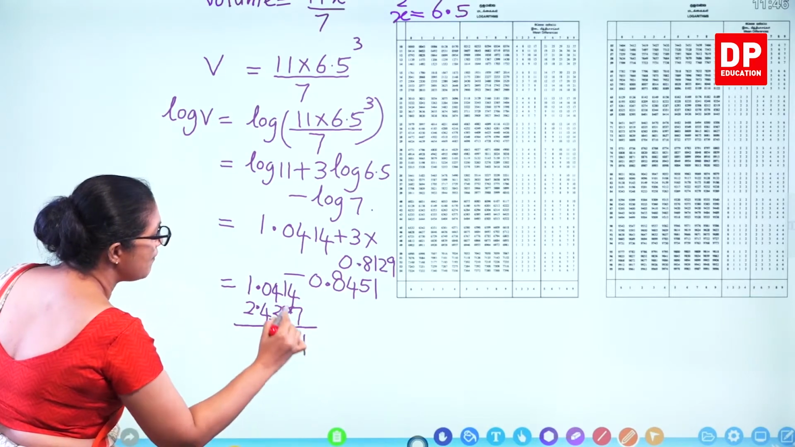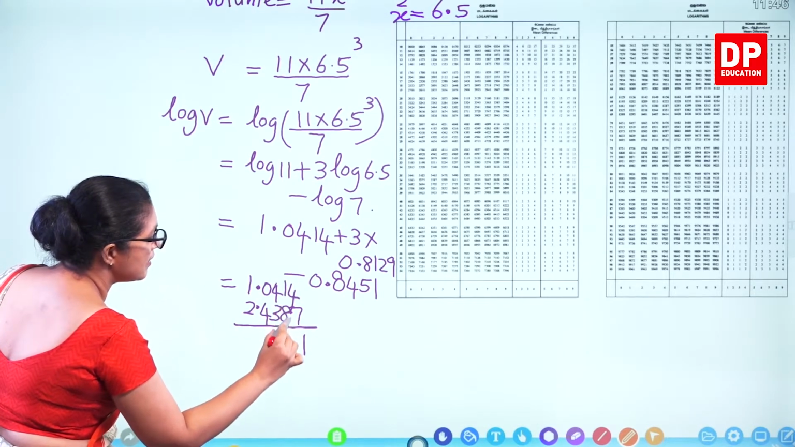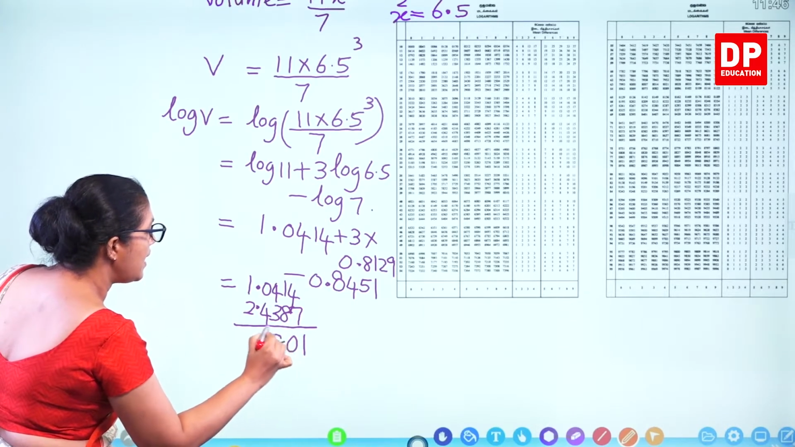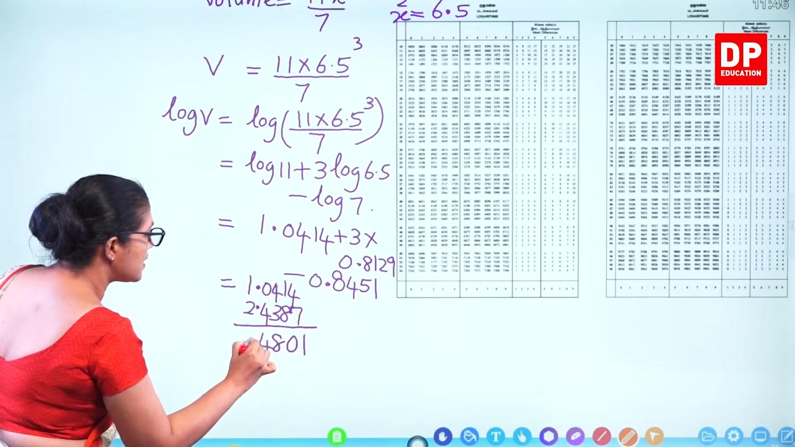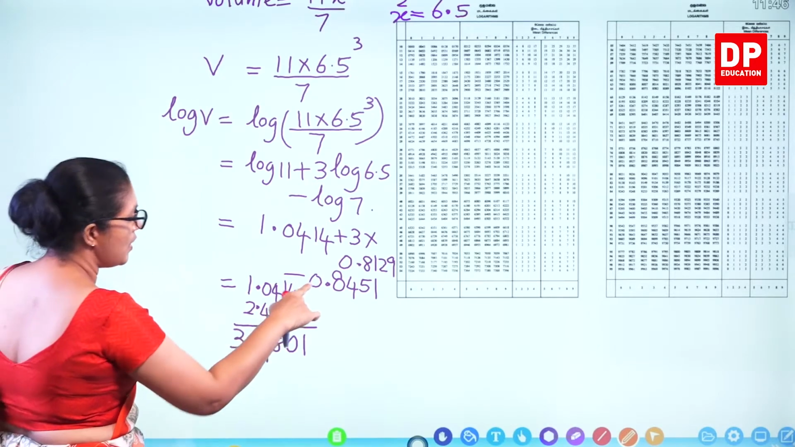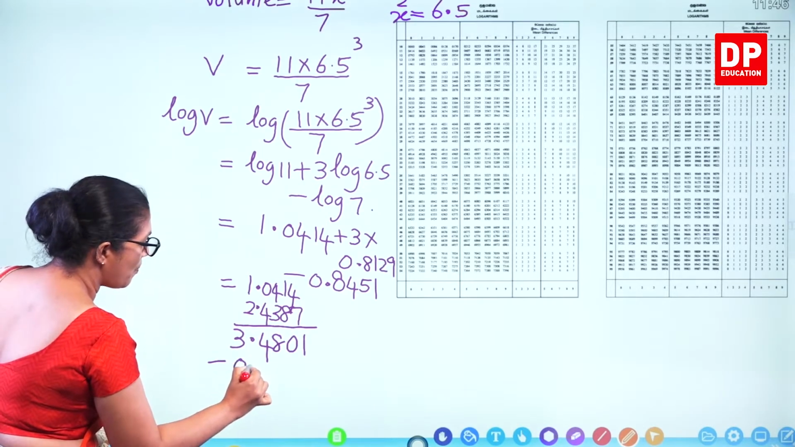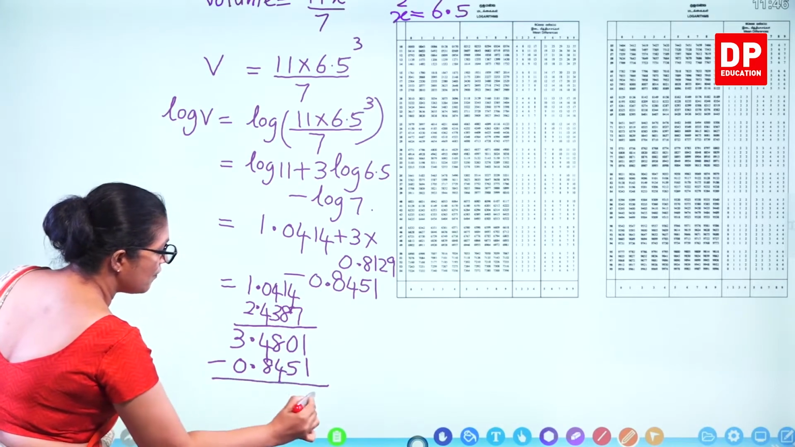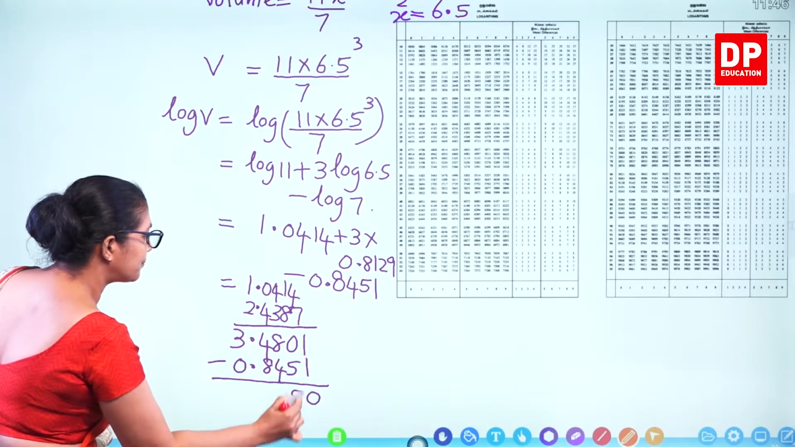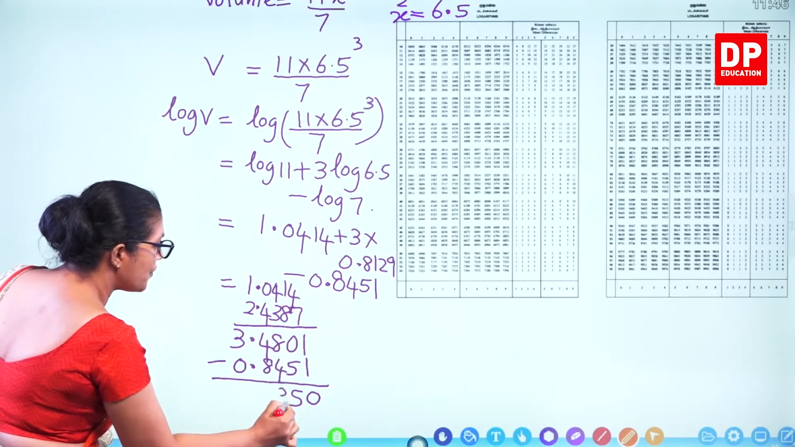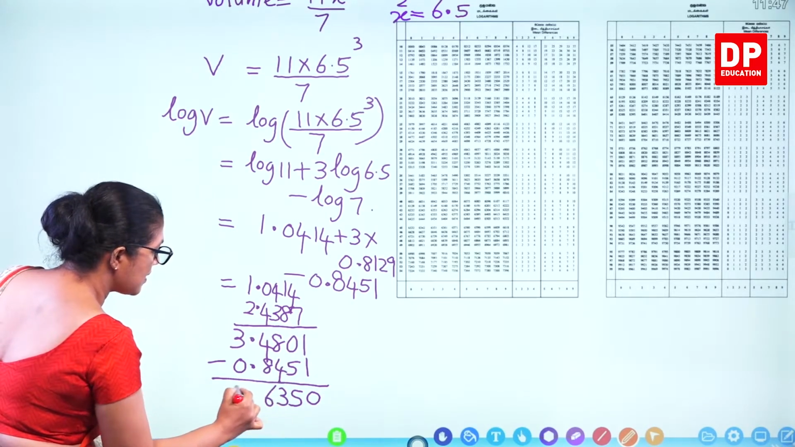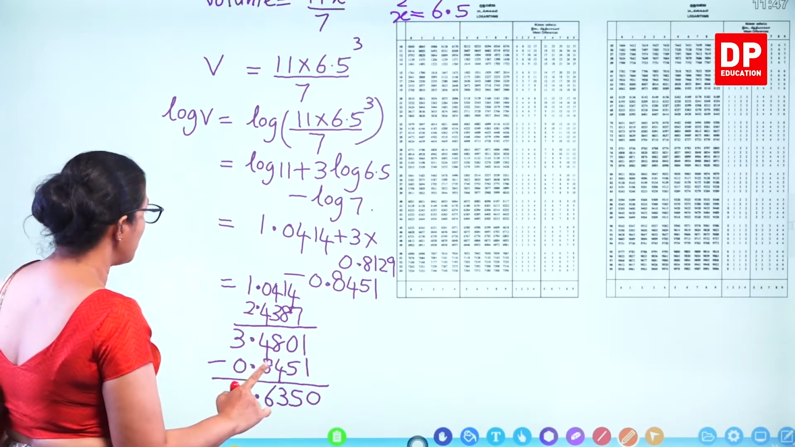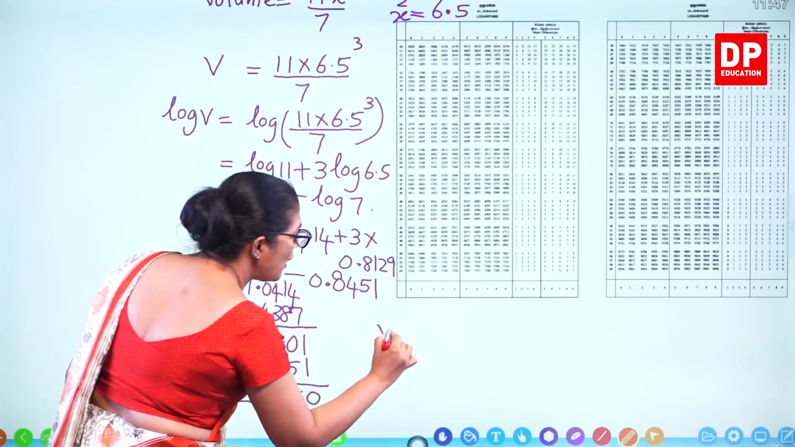7 plus 4, 11. And 1 remaining, 10. And 1 remaining, 8, 4. This is 3. Now we need to subtract 0.8451. You subtract what you get. 5, 3 and 6. This becomes 2.6350. So how do you find out the volume?